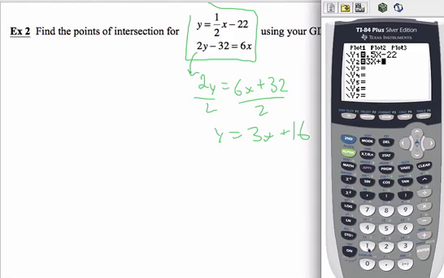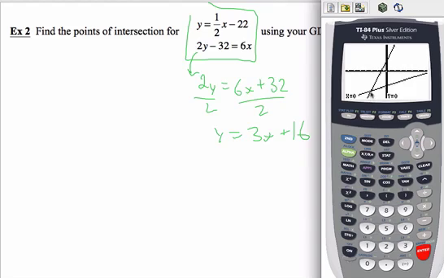3x plus 16. So I graph those. Now we have one line here and we don't see where the intersection is, so we're probably going to have to change our window settings. Maybe we can zoom out until we actually see it. Okay, there's the point of intersection right there.